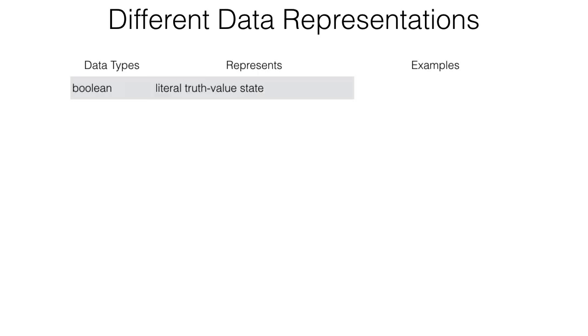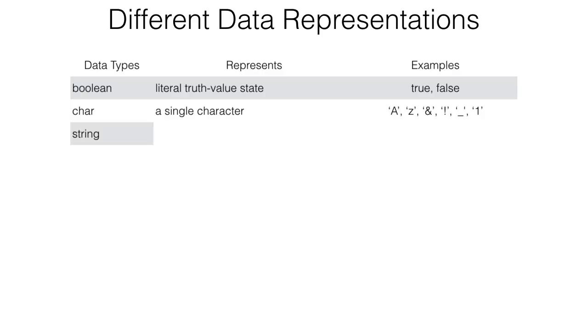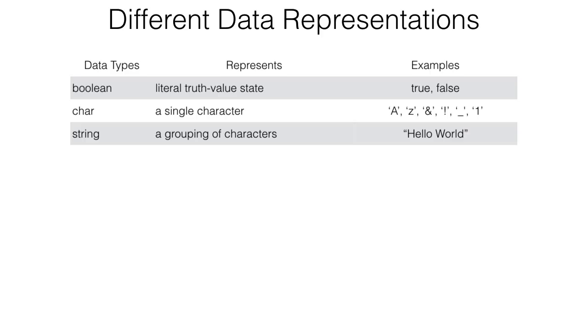All right, so the first one is boolean. That has a literal truth value state to it. And an example is that it's true or false. That's it. There is the char, which is a single character. That single character can be any type of character. It can be a capital A, a lowercase z. It can be the ampersand sign. It can be an exclamation point. It can be a 1. It can be any type of symbol set, alpha or numeric, or also a symbol itself. Then we have string. That's a grouping of the characters that we just talked about. For example, hello world.